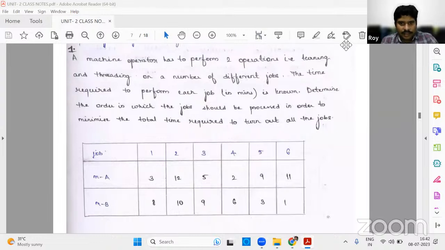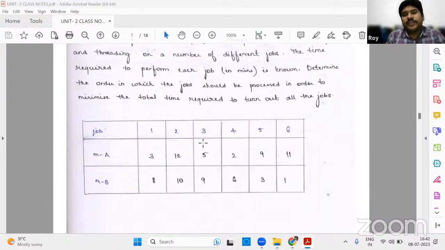First, we have to find out the order of sequencing, sir. Yes, ma'am. Job sequencing, correct. First, we need to find out the job sequence. How to find out this? Now, see this question very clearly. All the steps are given for that only.